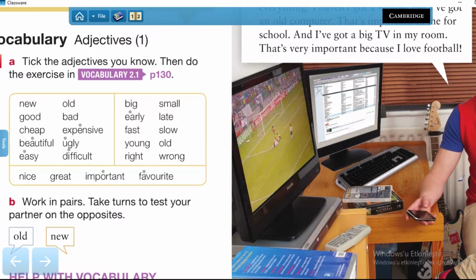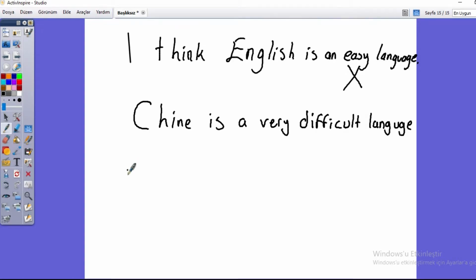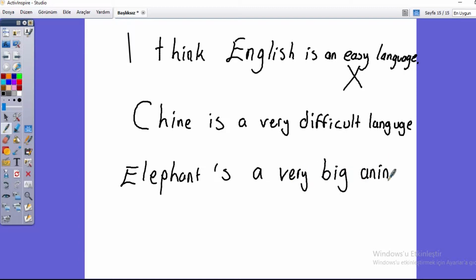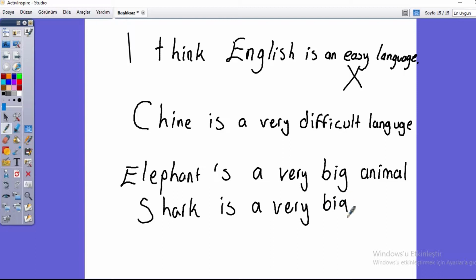Big. Elephant is a big animal, a large animal. Let's write it. Elephant is a very big animal. Or a kind of fish, shark, is a very big animal, or we can say fish. And the opposite of big is small.